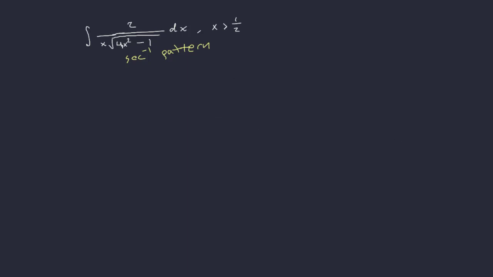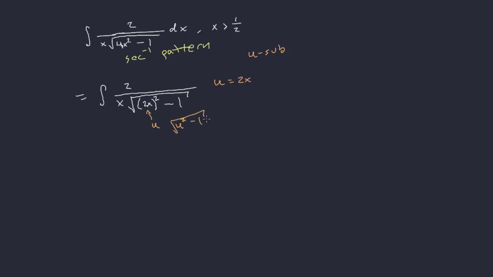One is to use a u substitution. What you would do is rewrite this as the integral of 2 over x times the square root, and then rewrite this as stuff squared. So 4x squared I could rewrite as 2x all squared, minus 1. And then let u be 2x. That would give us a u squared minus 1 in our square root.